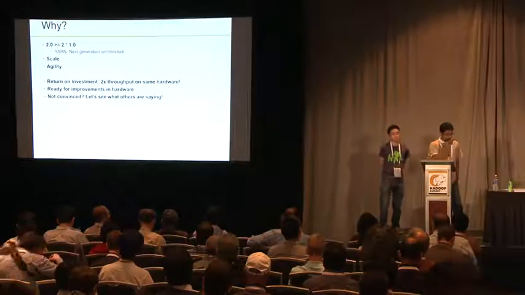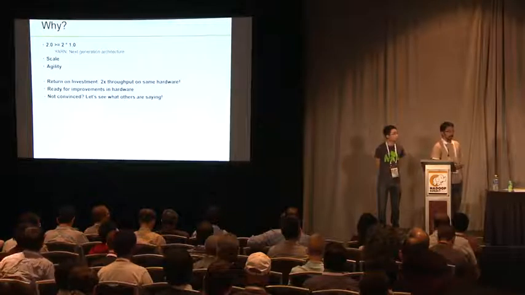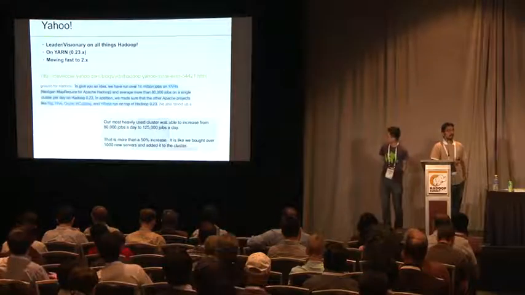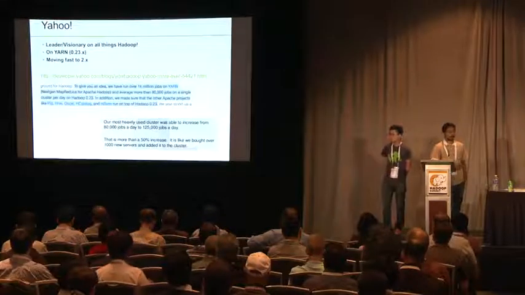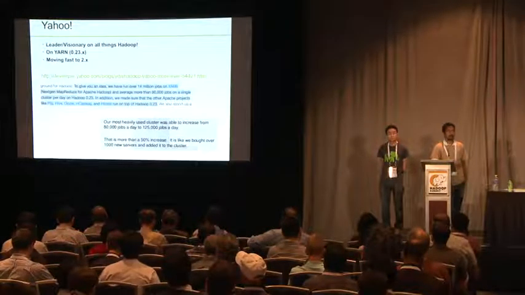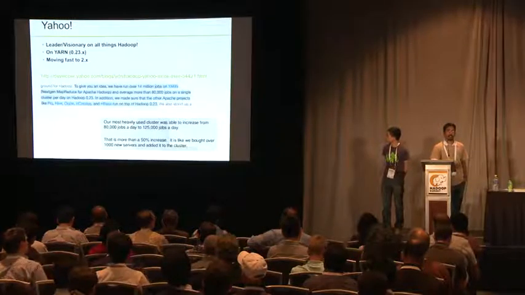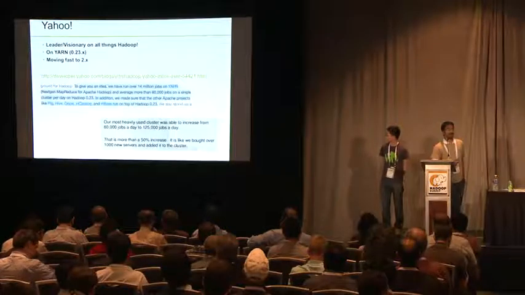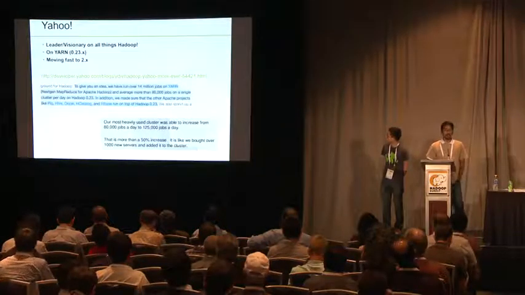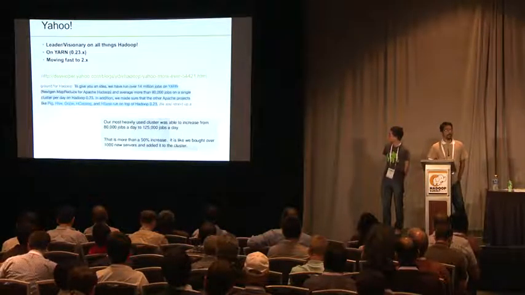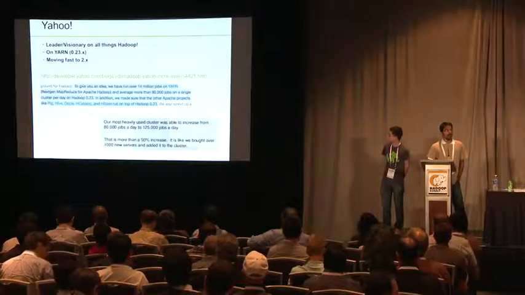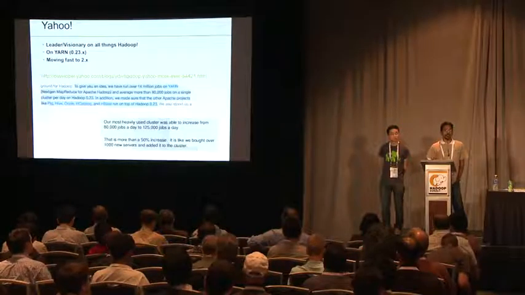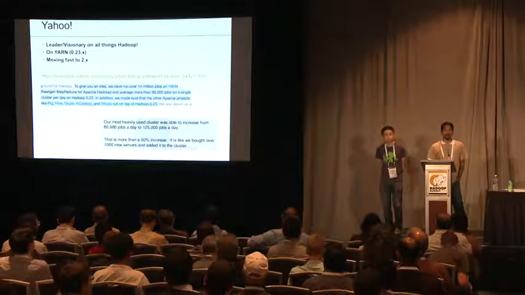And I'll go through some of the profiles from different companies. Yahoo, who's been a leader and visionary in all things Hadoop, has deployed one version of Yarn. This is not Hadoop 2.0, but it's based off a 0.23 branch, and they're moving very fast to 2.x. The first versions they have deployed in their production clusters have increased their utilization by about 50%. Essentially, their biggest cluster is no longer the biggest cluster. They can do more on a smaller set of nodes.